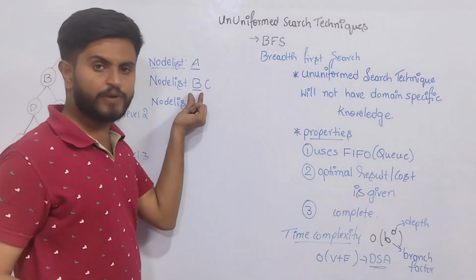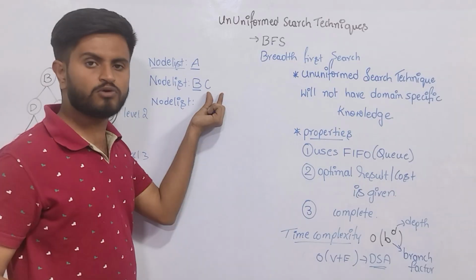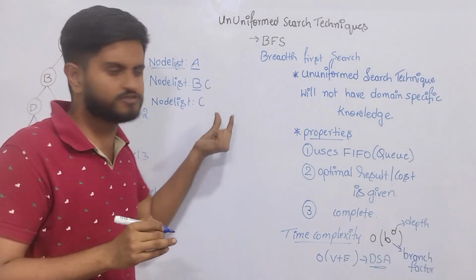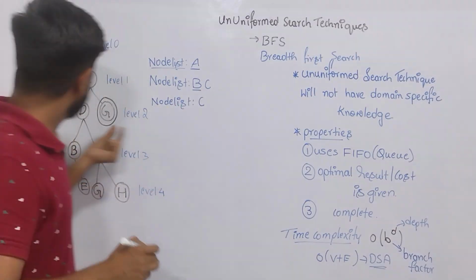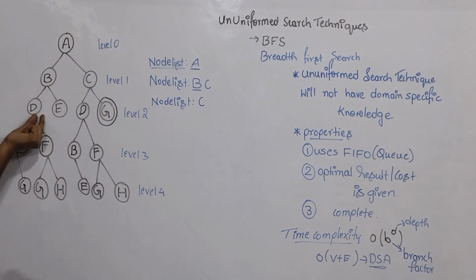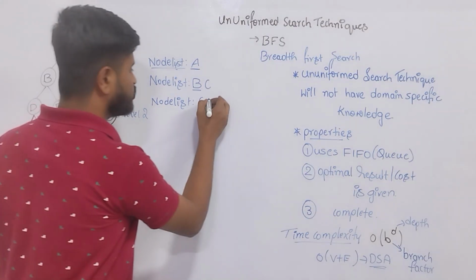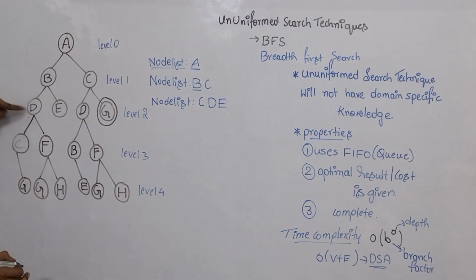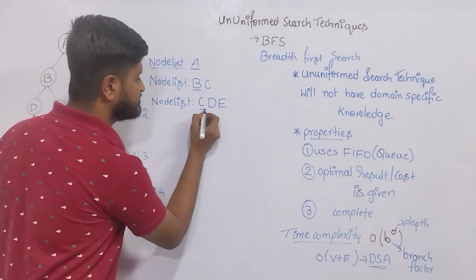I am expanding B. What is the leftover nodes? C is left as it is. First you must write the leftover nodes, then you must expand B. So if you expand B, what are its children? D and E. First you must write D, then you must write E because upside to downside, left side to right side. Now I am having C.